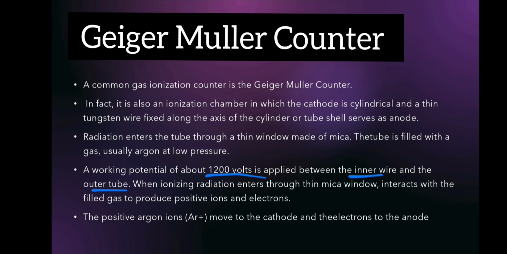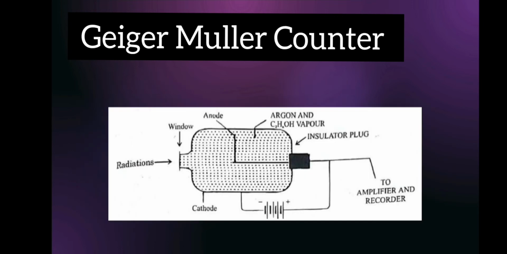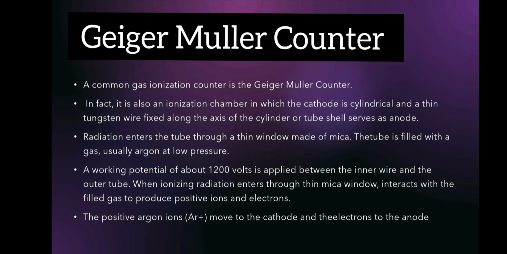When ionizing radiation enters through the mica window, it interacts with the filled gas to produce positive ions and electrons. The incoming radiation will interact with the argon, or whatever gas is present inside the chamber, and will produce ions. If we have argon gas inside the chamber, the positive argon ions move towards the cathode, whereas the electrons move towards the anode.